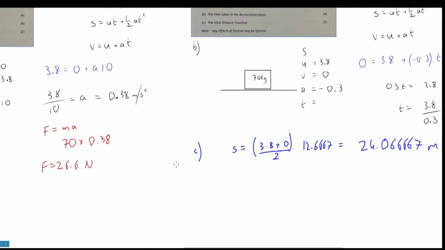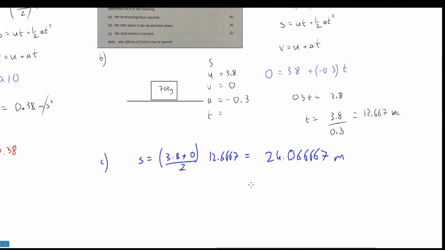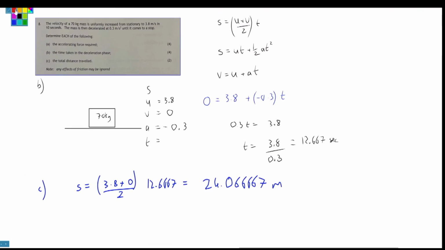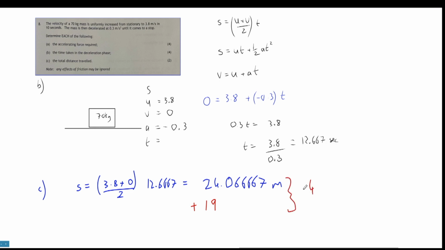Let's add both those together. Let's just add the 19 on here. So now I can take my 24.0666 and add 19. We get a final distance that's 43.067 meters. That is the total distance traveled in both sections when you add them together. Very good. Next question.